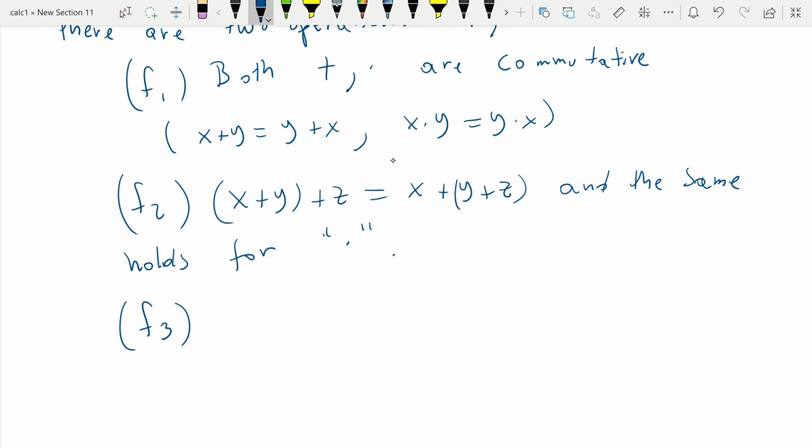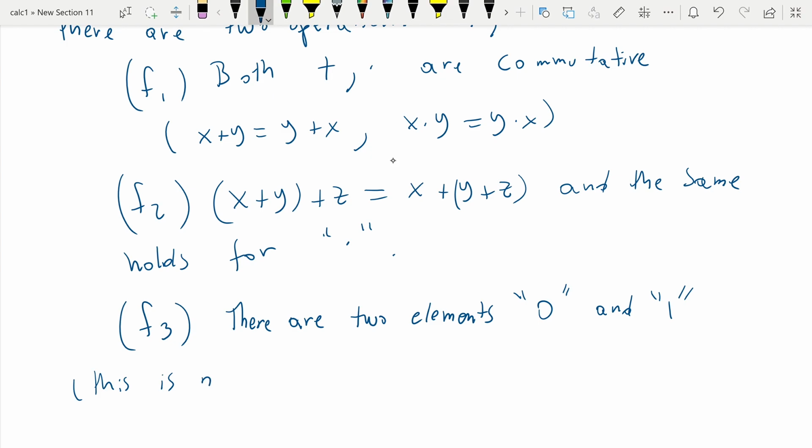So here we want there are two elements, 1 and 0, so 0 and 1. Just keep in mind this is notation. This is just notation. In general, this need not correspond to 0, the number 0 or the number 1.